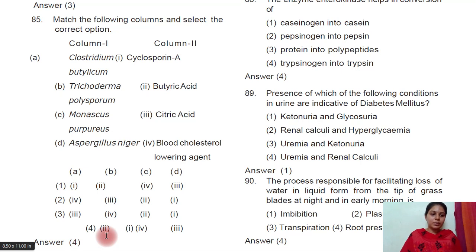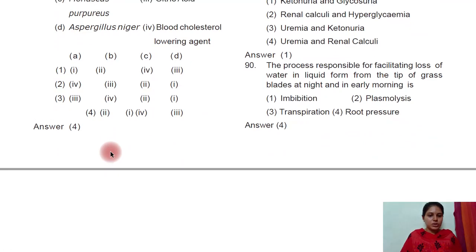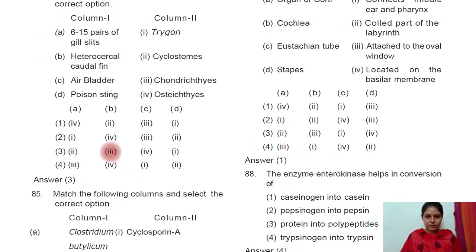Trichoderma polysporum is where you have cyclosporin. Then Monascus purpureus gives the blood cholesterol lowering agent. That's what is produced from Monascus purpureus, a type of fungi. Next, Aspergillus niger gives citric acid. Now next question. Yes, 5 more questions left.